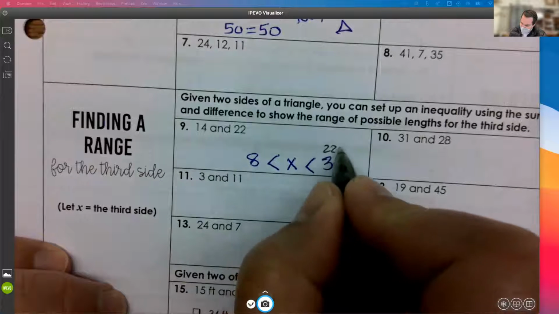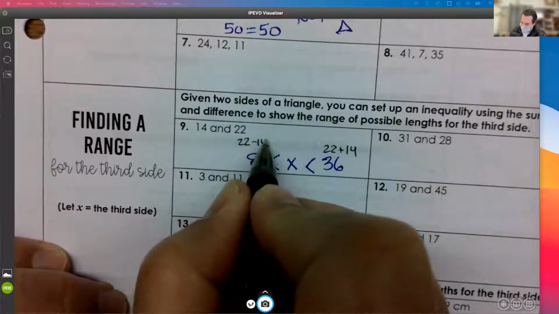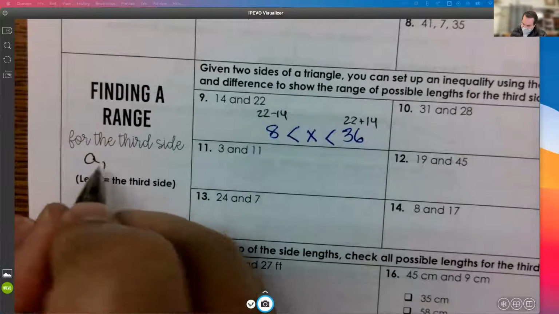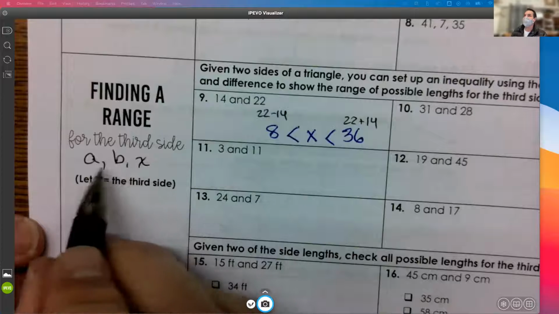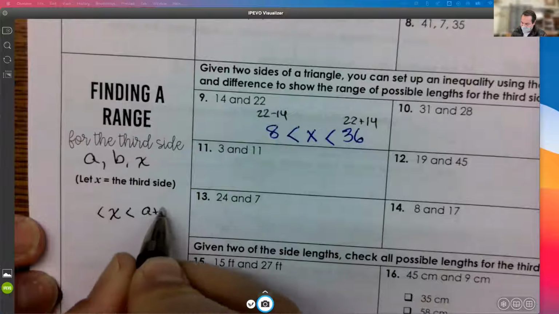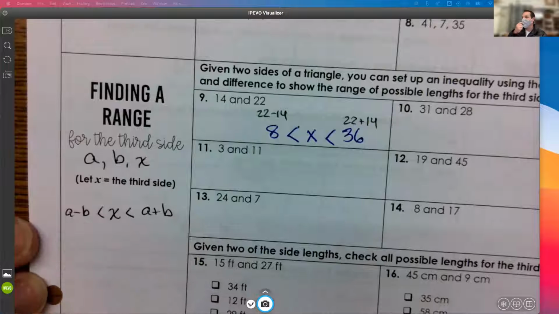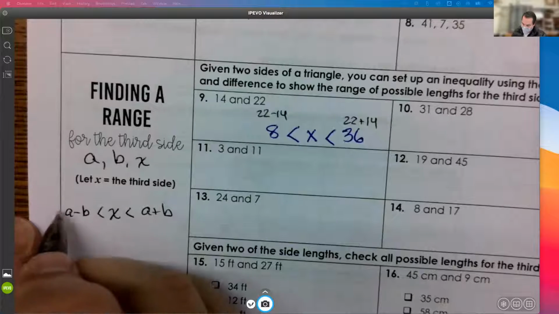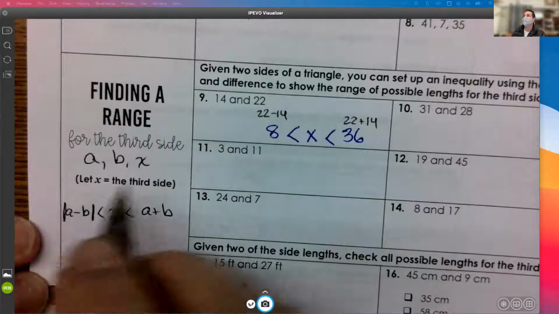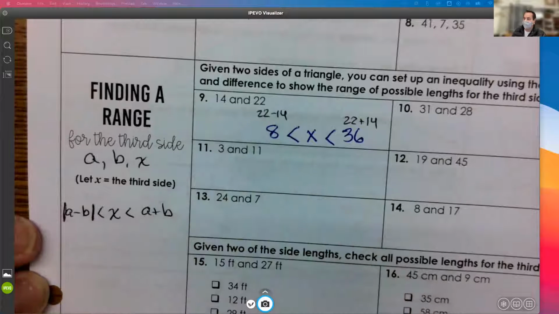This one was 22 plus 14, wasn't it? What was this one? 22 minus 14. And it turns out that's exactly the formula we want to use. So if I've got a triangle with sides A, B, and X for the third side, X will always be trapped between A plus B and A minus B. The only problem is we don't know if A is bigger or smaller than B. So we claim this is the absolute value of A minus B, and that will force it, so that even if I, by mistake, did 14 minus 22 instead of negative 8, it would force it to be positive 8.